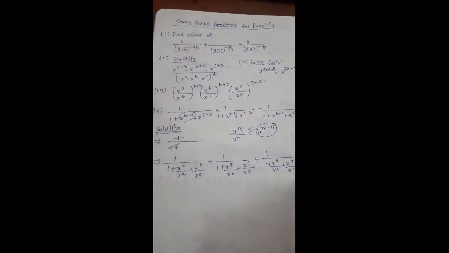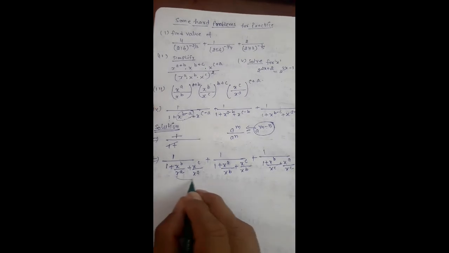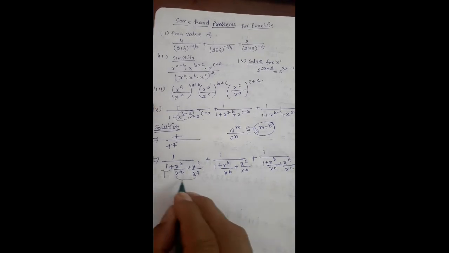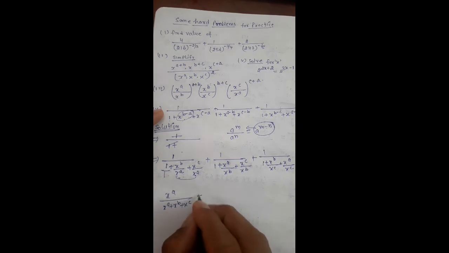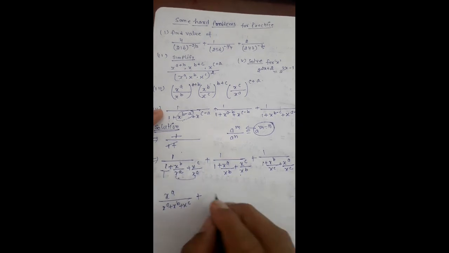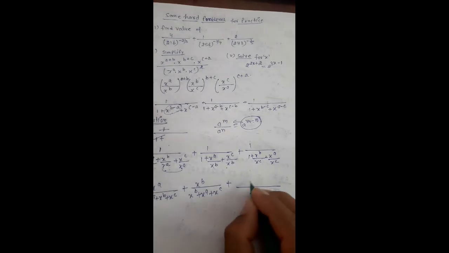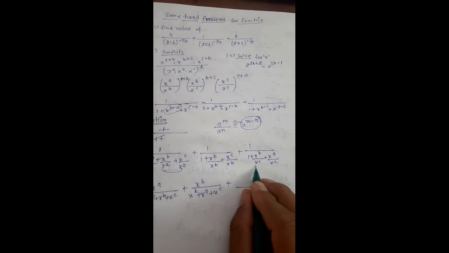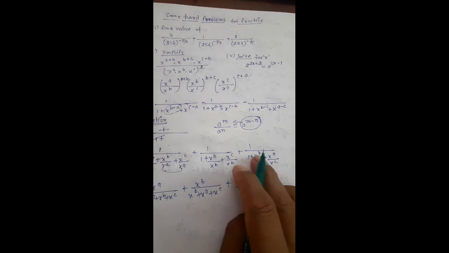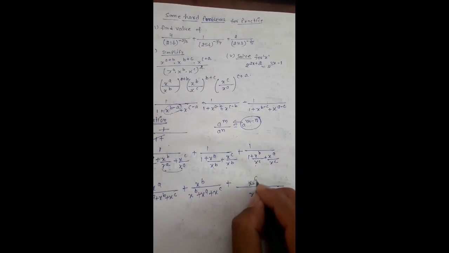So next step, what will you do? You will just take x to the power a as the LCM here, and that LCM will go in the numerator, so it becomes x to the power a plus x to the power b plus x to the power c, plus similarly here x to the power b is the LCM, it goes into the numerator, and it will be x to the power b, x to the power a, x to the power c, plus similarly here x to the power c, plus x to the power b plus x to the power a, and this x to the power c which is in the denominator becomes the LCM, it goes into the numerator.